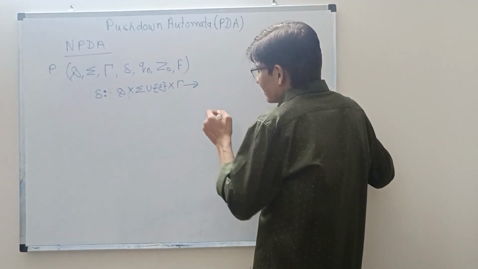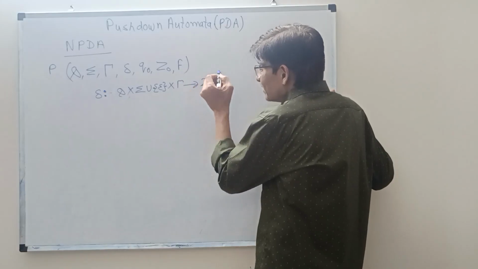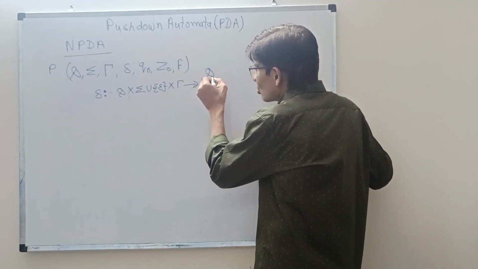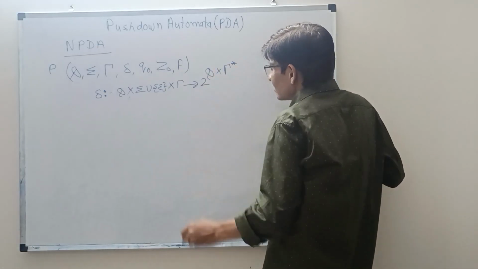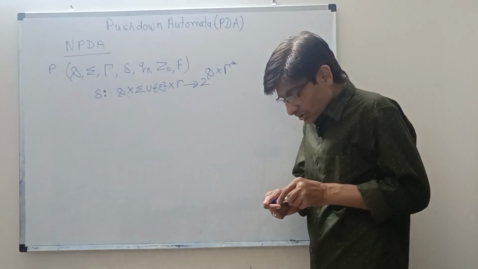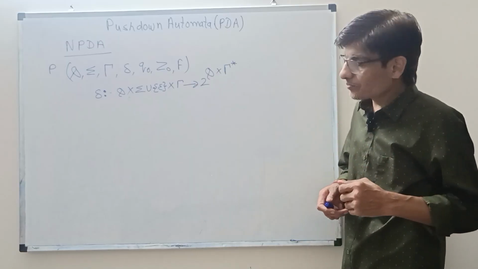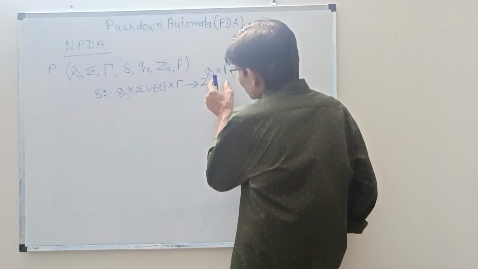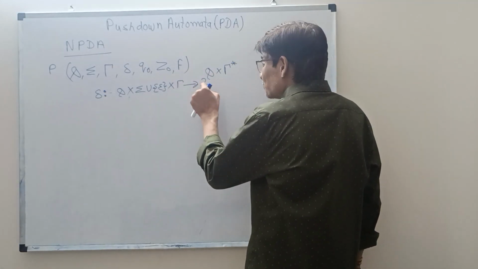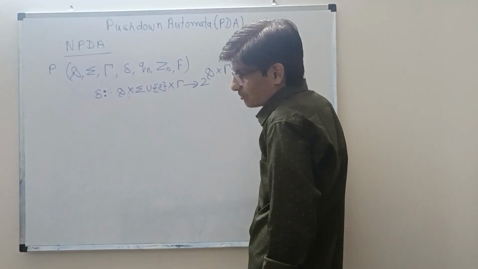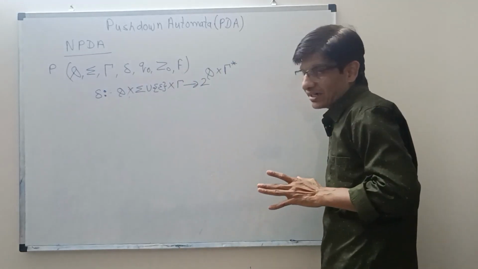As it is NPDA, it will be the power set of Q cross the star closure of sigma. So in case of PDA or DPDA, deterministic PDA, it was only Q cross sigma star, but here it is the power set of Q cross sigma star. So this is the transition function of NPDA.